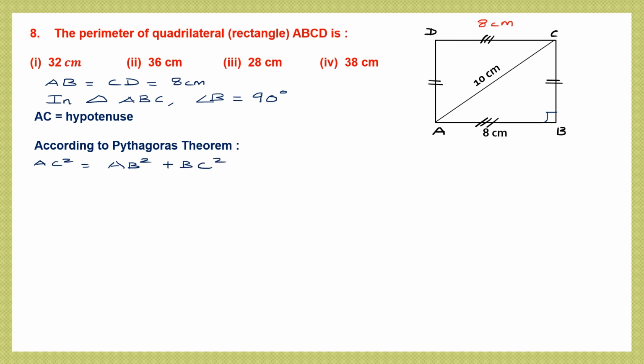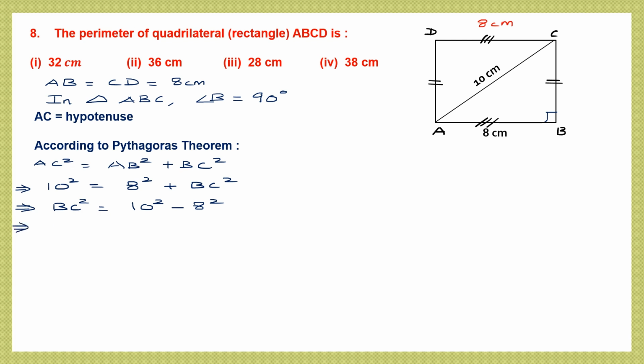And let's substitute. AC is 10 centimeters. So we can say 10 square is equal to AB, which is also given to us, 8 square, plus BC square, which we don't know. So we will write it as BC square. Now we're going to find out BC square. So that will remain as it is. On the other side we have 10 square. We are moving 8 square, so it becomes minus 8 square.